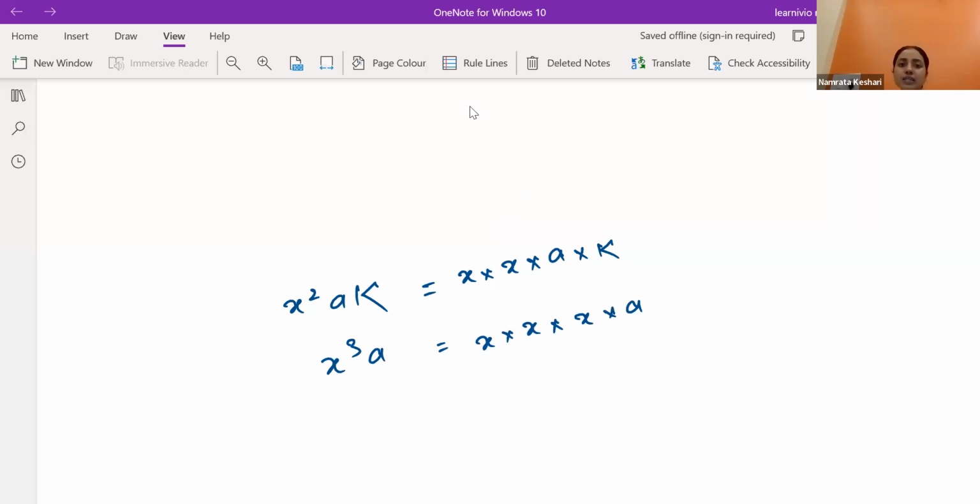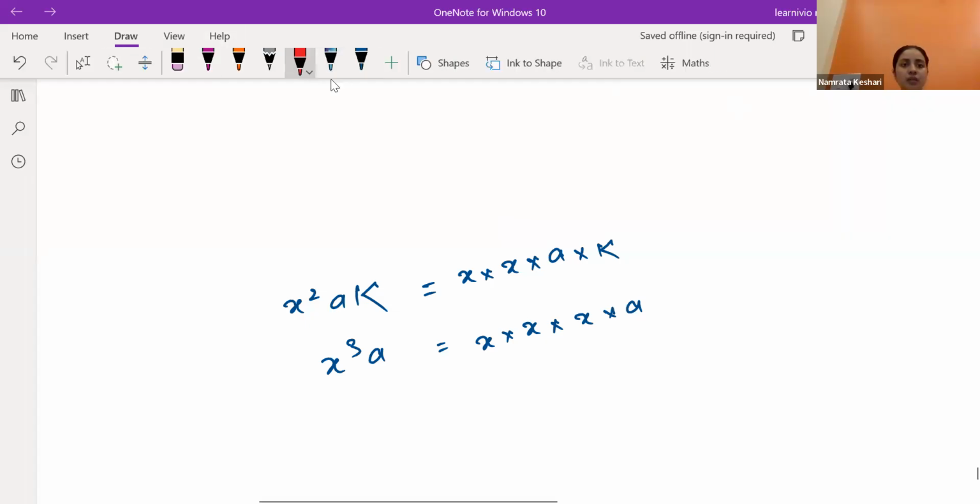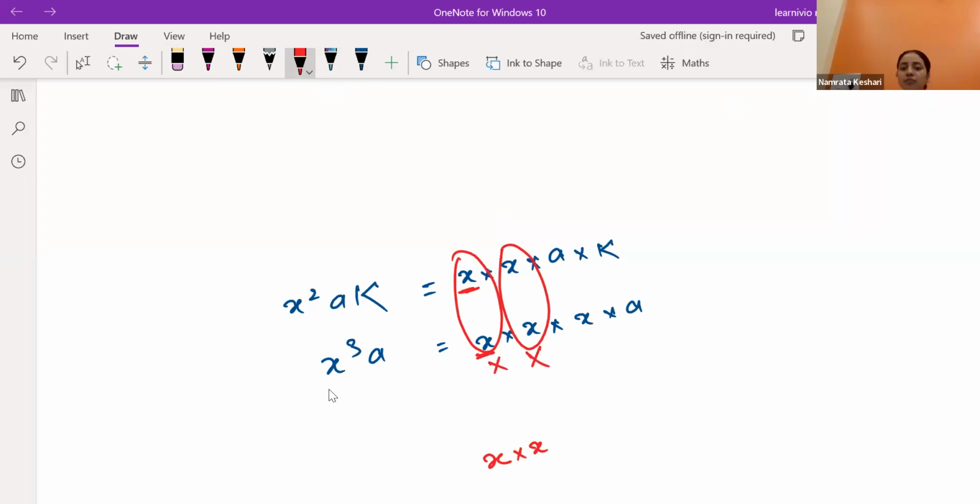While finding the LCM, what do we do? First we take the common factor. We can see x is here and x is here, 1x. Then x is here and x is here, one more x. We forget about those because we have used them. Now a is here and a is here, so 1a. These are the common factors. If we had to find the HCF, then we'd say x square a is the HCF.